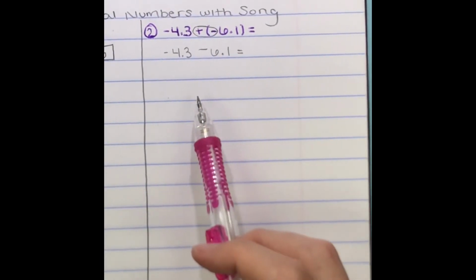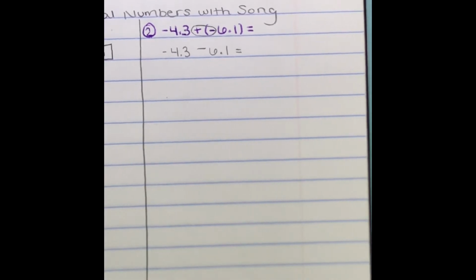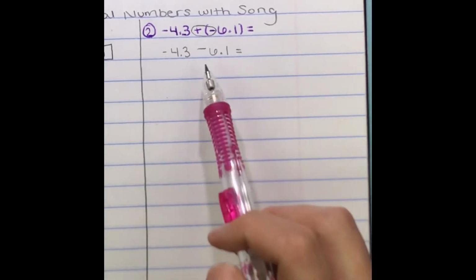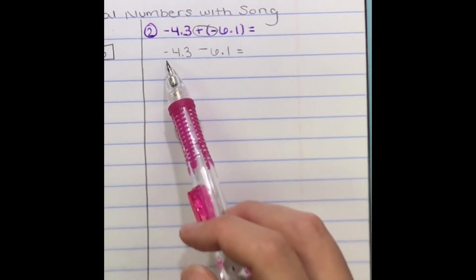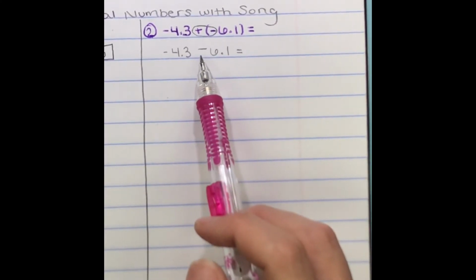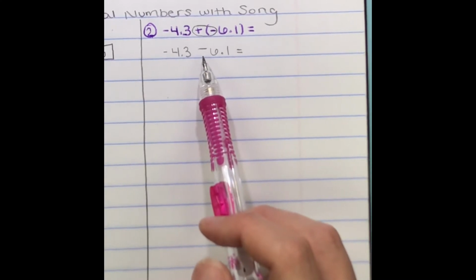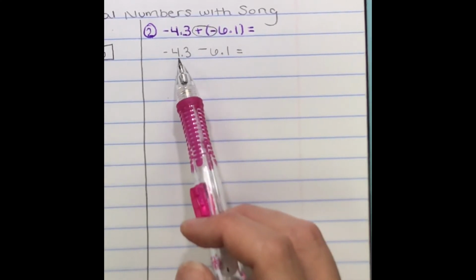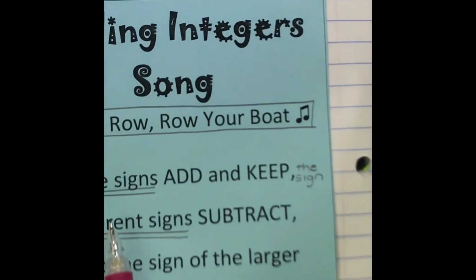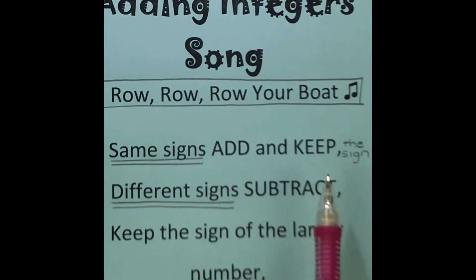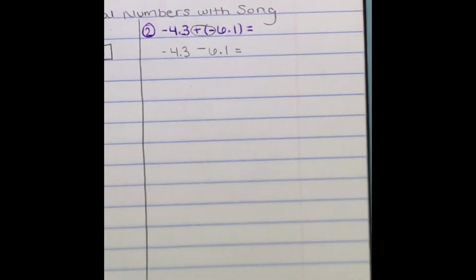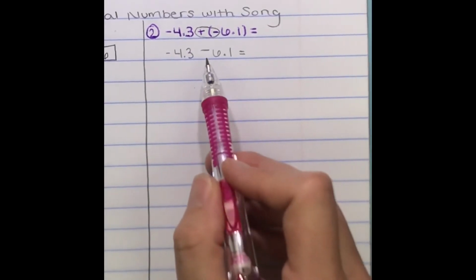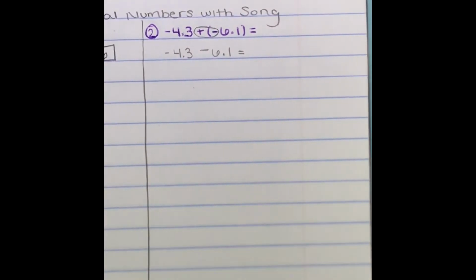So first I have to decide, do these have the same sign or are they different? Look in front of the 4.3, there's a negative sign, so that's a negative 4.3. Look in front of the 6.1, it's a subtraction sign. That means it's negative. So this is negative and this is negative. They are the same. So you're just going to add and keep that sign. Even if I'm adding, I'm going to point out it says subtraction, but we're technically adding. You have to follow the rules on this song.